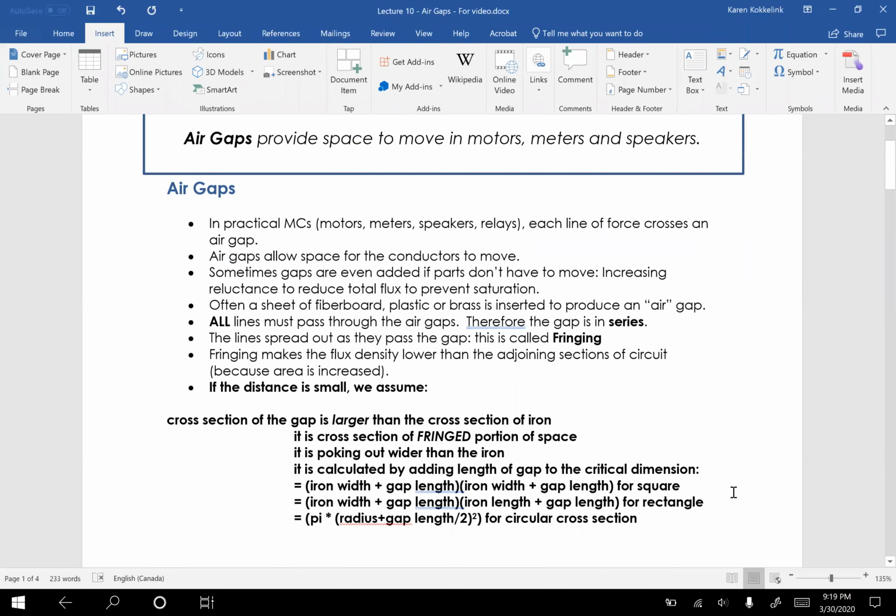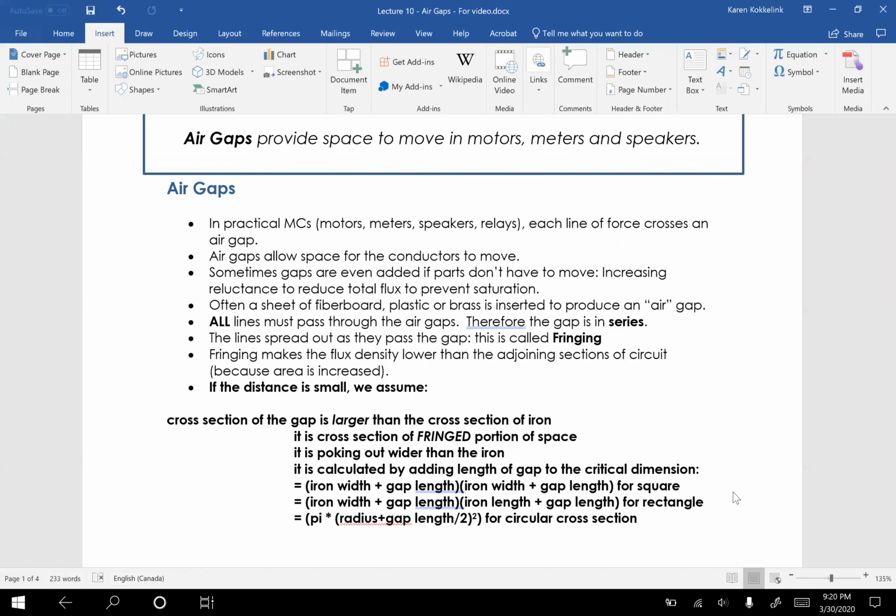Sometimes air gaps are even used. Pieces of cardboard or plastic are put in order to reduce the total flux, and that prevents saturation of the magnetic circuit. Often you see fiberboard, plastic, or brass inserted to produce an air gap. But that gap literally holds the pieces together.